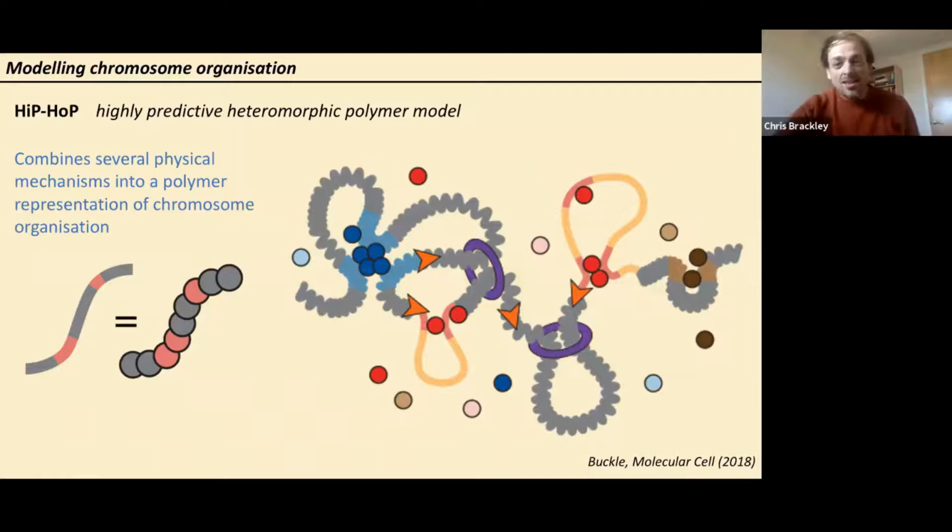In this chromatin biology field, if you want people to take notice of your model and remember your model, you need to come up with a catchy name for it. So we called our model the HiP-HoP model for chromosome organization. Somehow this stands for the highly predictive heteromorphic polymer model. It started as a fairly standard polymer physics type model where we have a chain of beads representing a section of a chromosome. And then we combined into it several different physical mechanisms which drive this polymer into specific 3D structures.